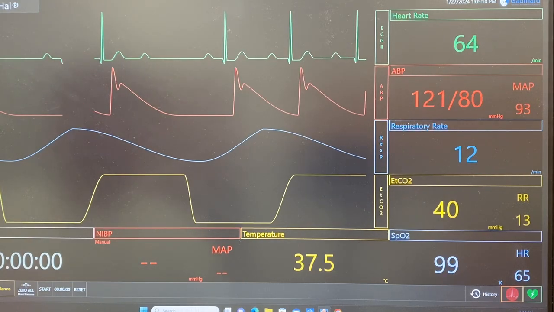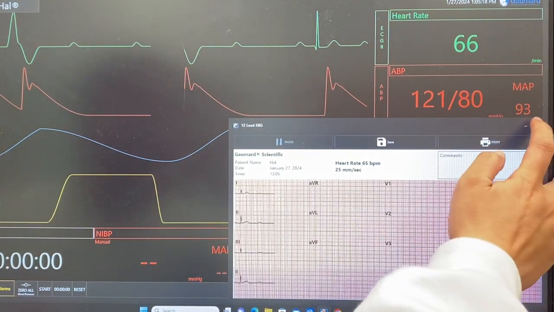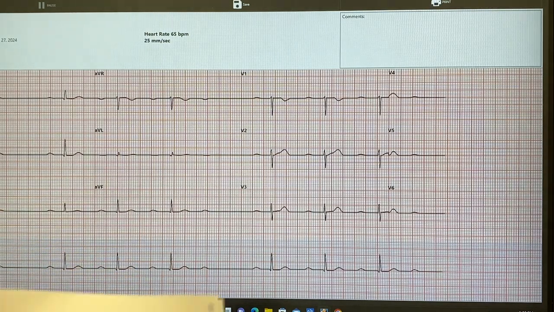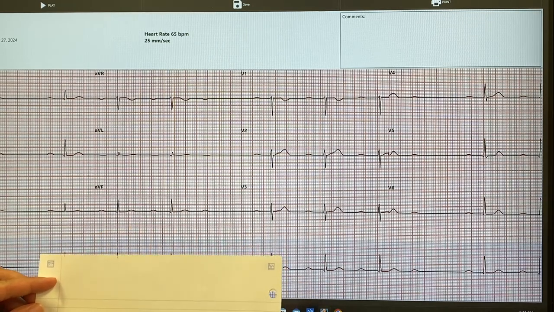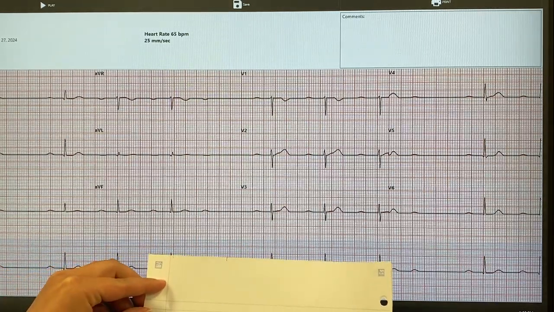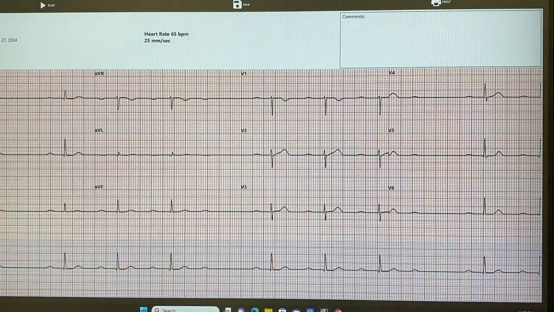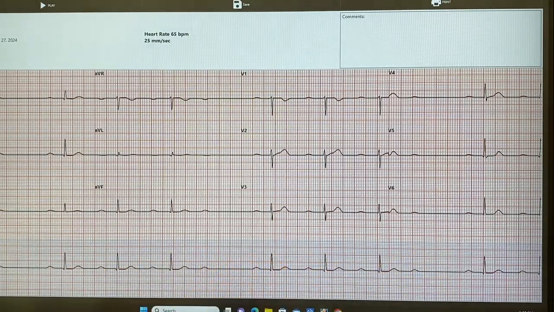Okay, so first we're looking at the rhythm. At first glance, it already looks irregular. So this is what kind of irregular? Regularly irregular or irregularly irregular? Regularly irregular. Very good. What made you say that? Because it's consistent right here, and then it's the same interval from right here to right there. Excellent. And then I'm looking at the rate, which is R to R.